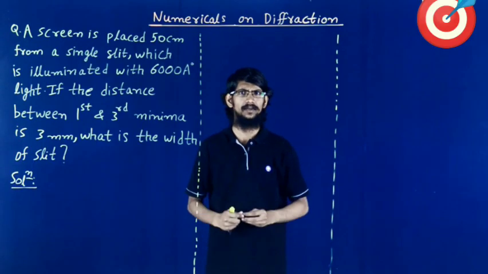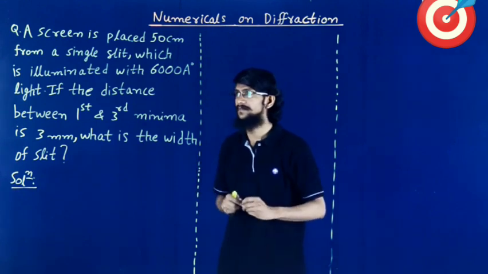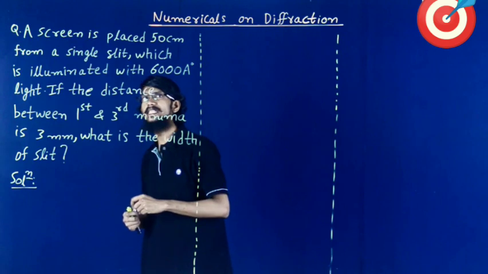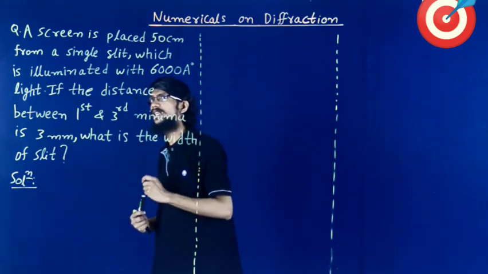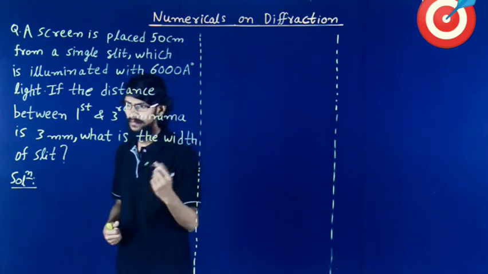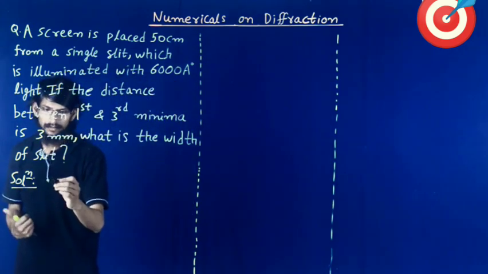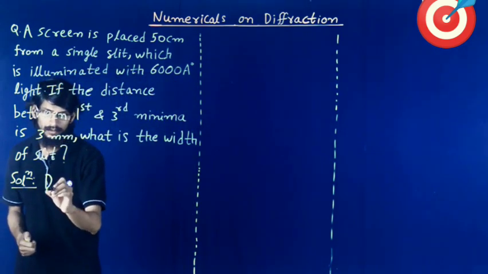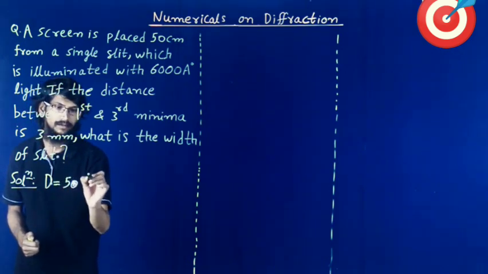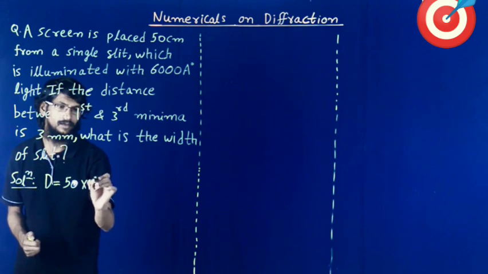Let's look at the numerical based on diffraction. Question is, a screen is placed 50 centimeter from a single slit which is illuminated with 6000 Armstrong light. We can write two data. Number one, that the distance of screen from the slit is 50 centimeter. So we can write 50 into 10 raised to power minus 2 meter.